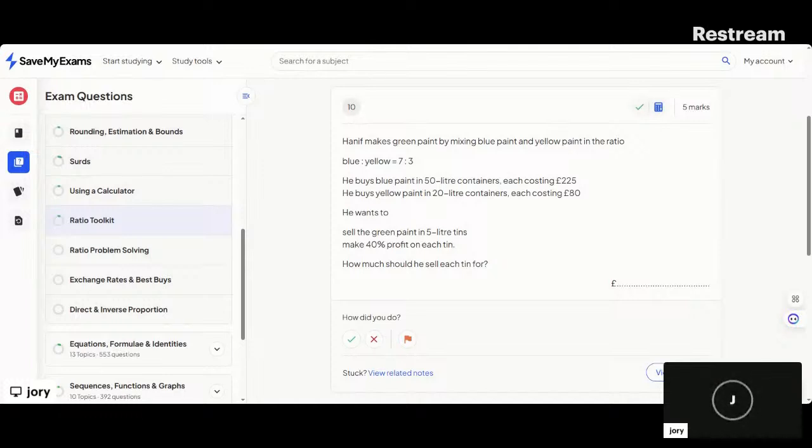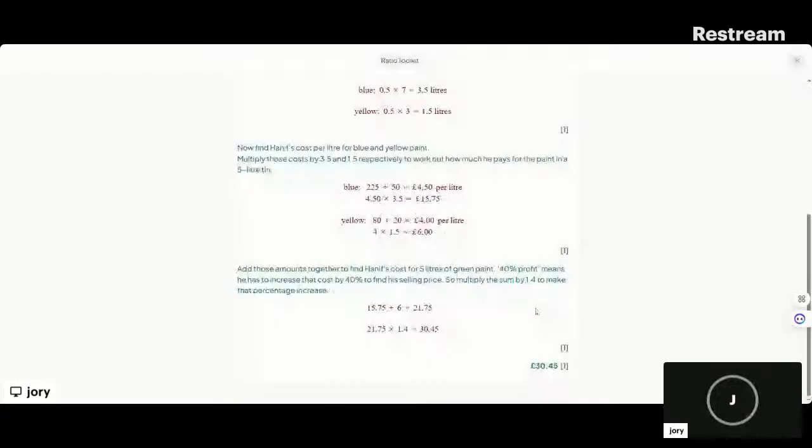So 4,350 divided by 200. That's the number of tins. That's the price it takes to make one tin, which is 21.75. And you want to make a 40% profit, so multiply by 1.4, 30.45 euros. Oh my god, I got it right.